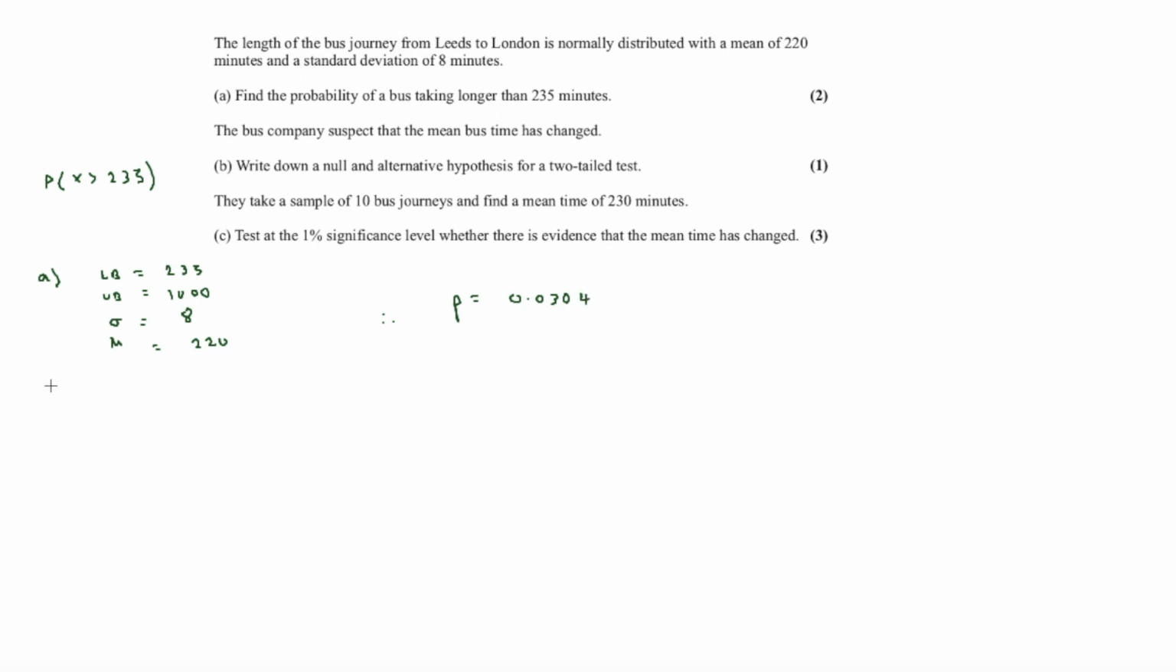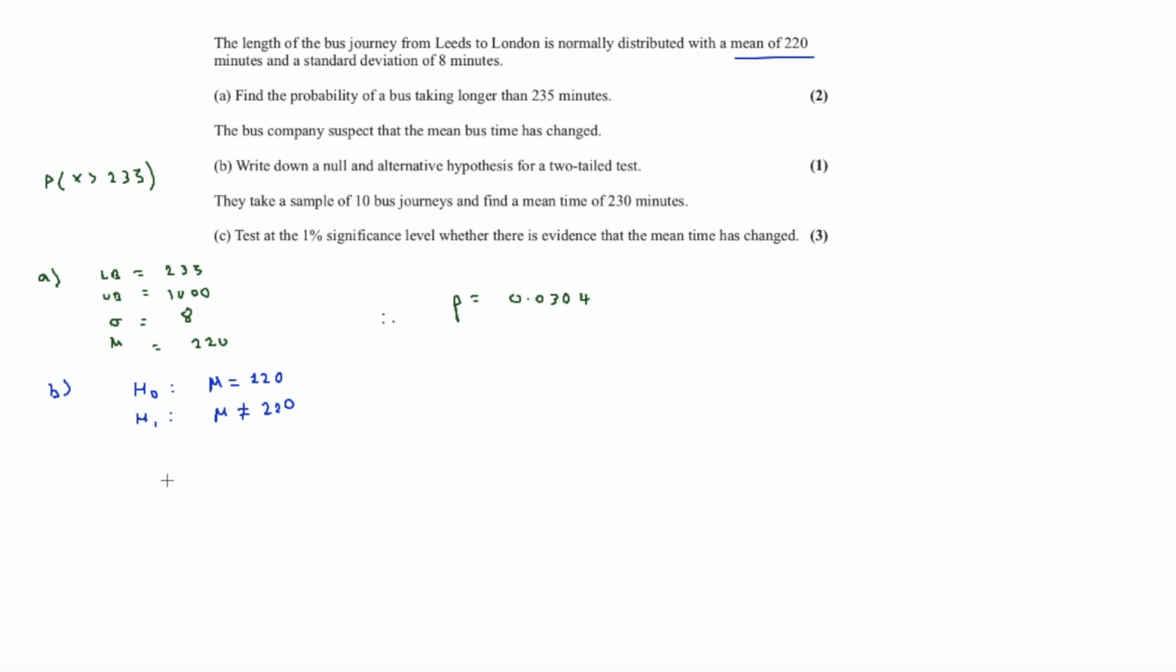Then if we go on to B, it says the bus company suspect that the mean bus time has changed, so write down a null and alternative hypothesis for a two-tailed test. So this time we have a two-tailed test, which just means that our alternative hypothesis can be slightly different. Again, in this one, we're going to say that mean, now they expect it's going to be 220, as it says there, a mean of 220. Our alternative hypothesis says that mean is going to be not equal to 220. It's a two-tailed test, it's just not equal to 220.